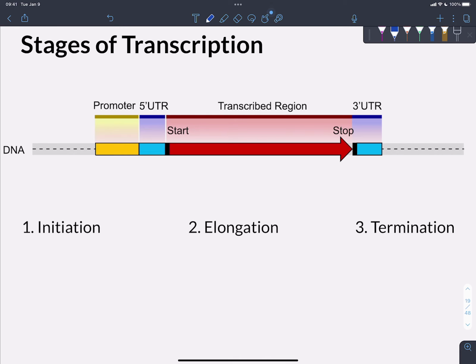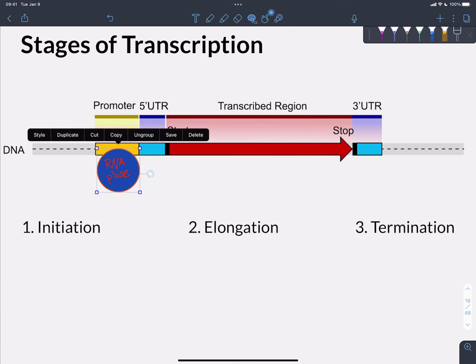In the initiation phase, we're going to have RNA polymerase attach itself to the promoter. And so what I've done here is just illustrated RNA polymerase as this kind of blue-orange circle blob. And we can see that it's arranged itself so that it's at the promoter. It'll then begin to transcribe the gene. And so that's the elongation phase.